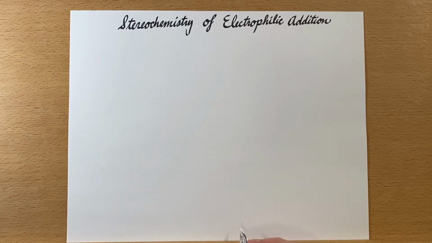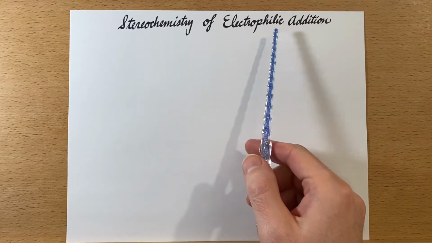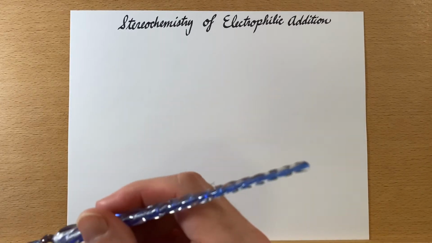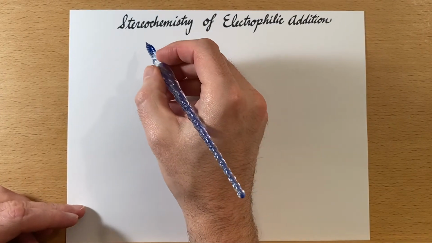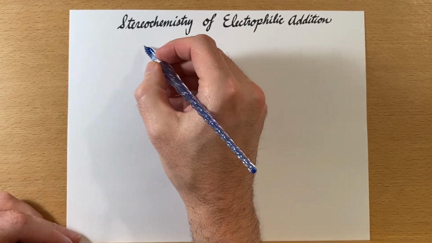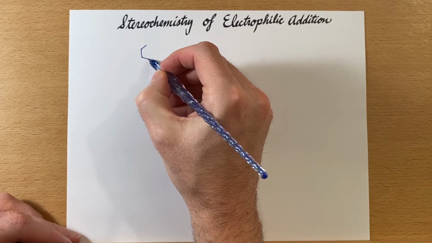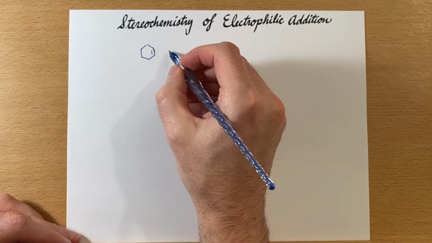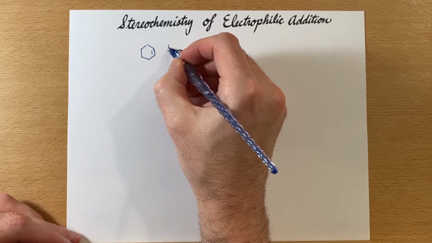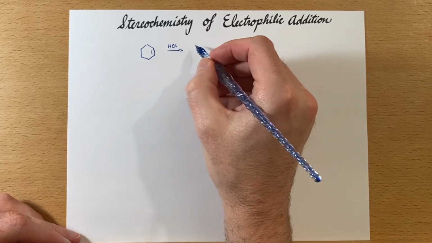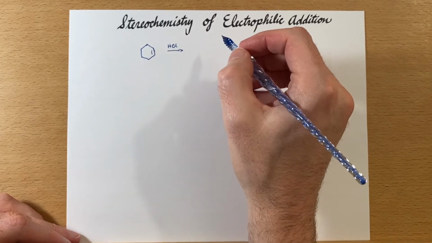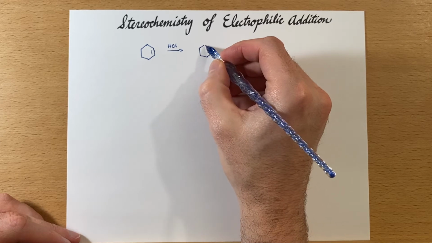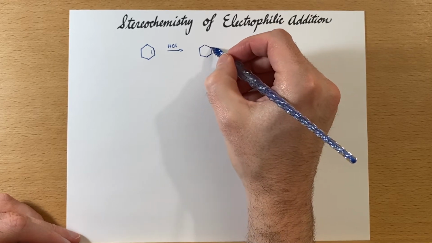Let's now look at the stereochemistry of electrophilic additions. Now, some reactions, such as the one that I'm going to draw, do not generate a new chiral center. And so the stereochemistry is not important in those cases. So you'll have to pay attention to when a new stereocenter is made and when we don't have any new ones.